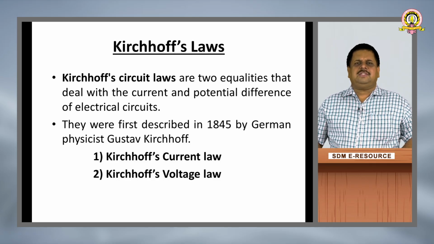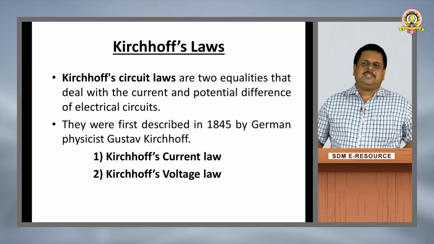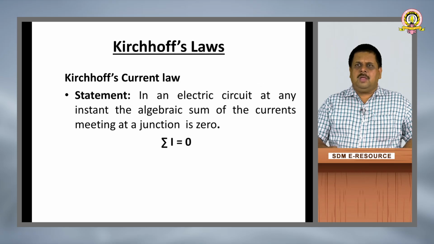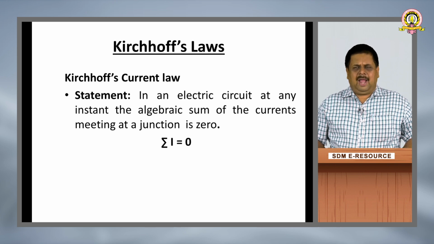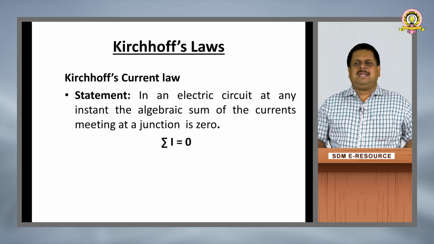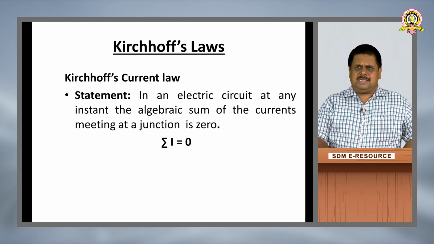The first law is called Kirchhoff's current law. The second law is called Kirchhoff's voltage law. Let us take up first Kirchhoff's current law. The statement of this law is, in an electric circuit, at any instant of time, the algebraic sum of all the currents meeting at a junction is 0. That is, the sum of all the currents meeting at a junction is 0.